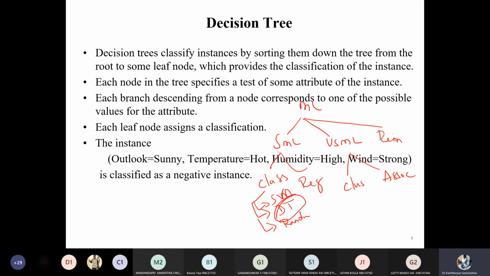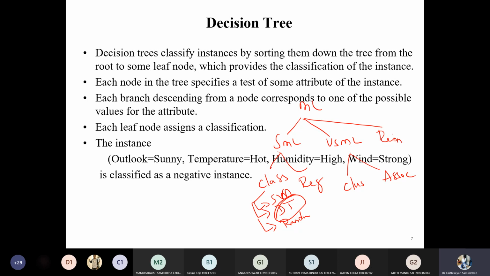We have a complex problem. Instead of approaching the complex problem directly, we divide the problem into small classified instances, and then we learn the models. Similarly here, decision trees are used to classify instances by sorting them down the tree from the root to some leaf node.